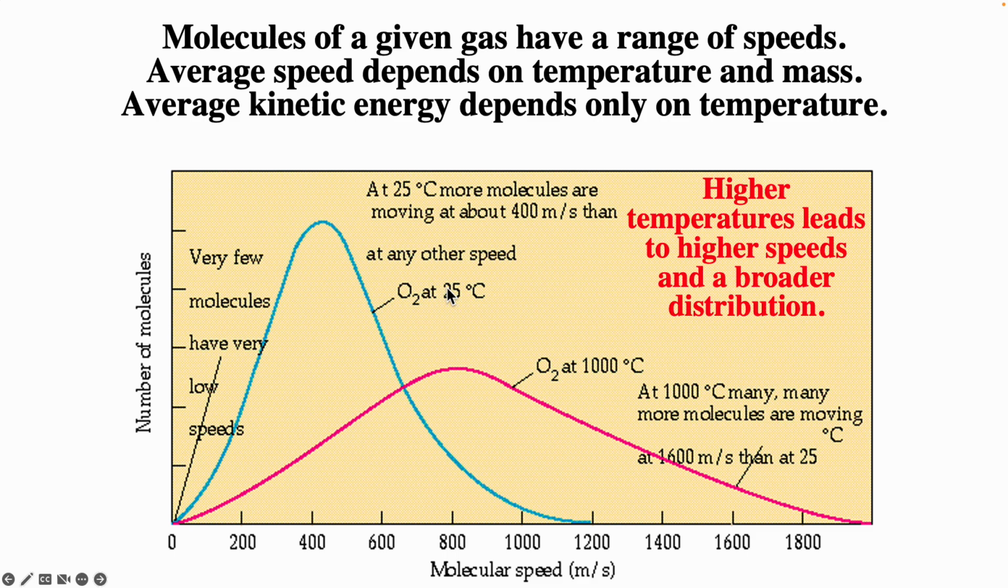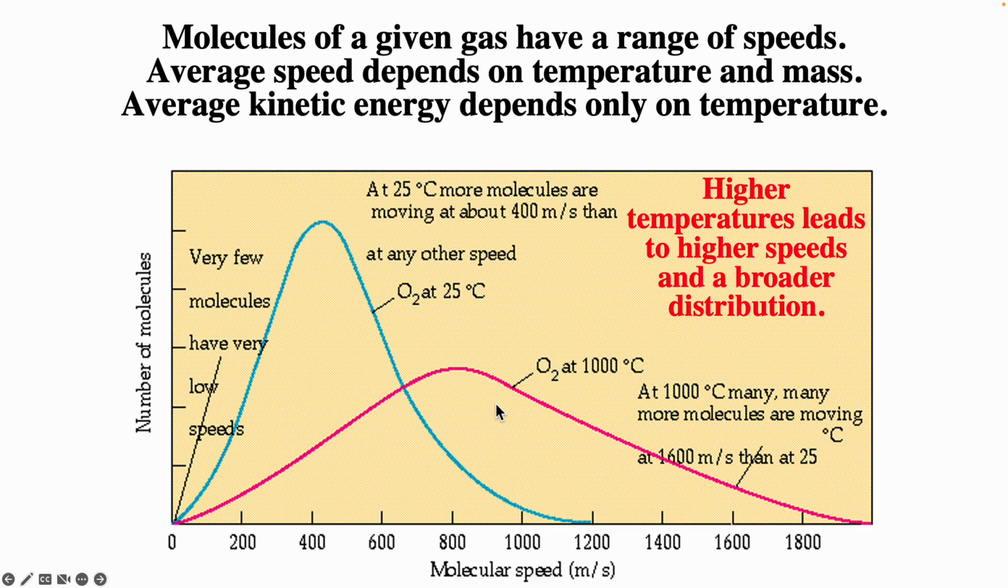Here's a plot of oxygen at 25 degrees Celsius, oxygen at 1000 degrees Celsius. Higher temperature corresponds to higher kinetic energy, higher average speed, and a broader distribution of that speed.